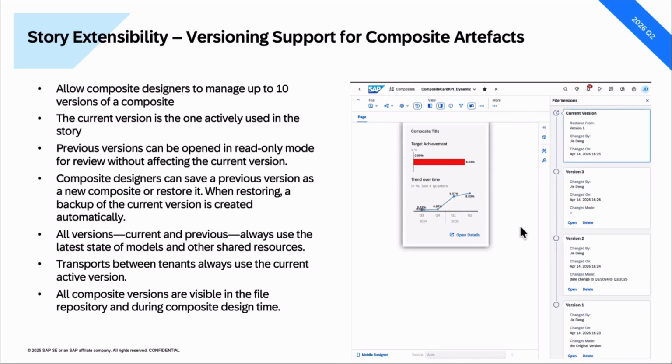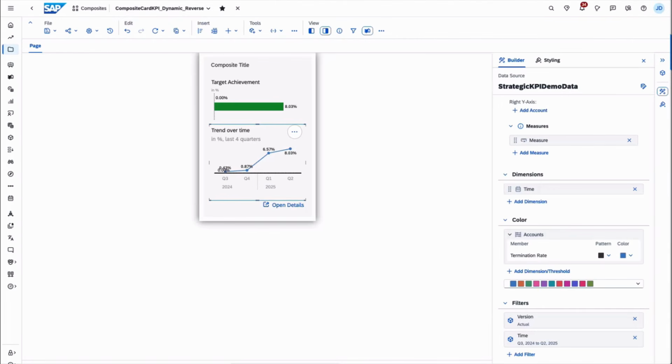All versions, current and previous, always use the latest state of models and other shared resources. And the transport between tenants always uses the current active version. All composite versions are visible in the file repo and during the composite design time. Now let's move to a demo.